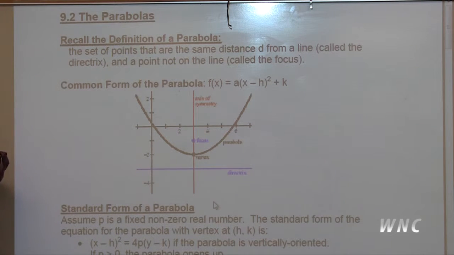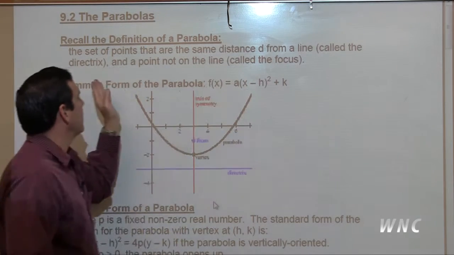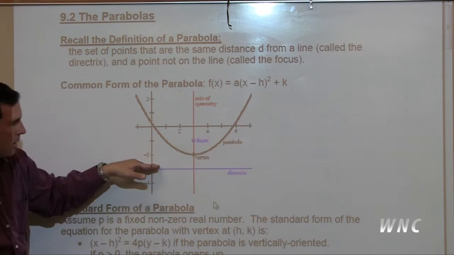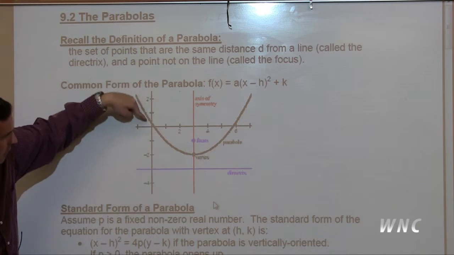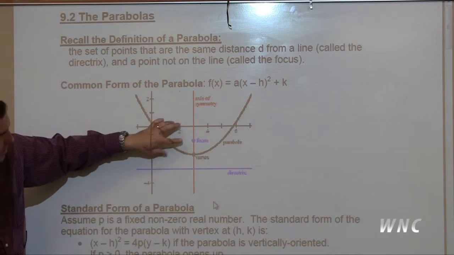The set of points that are the same distance d from a line called the directrix, and a point not on the line called the focus. So here's our line called the directrix. Here's our focus. So every point on this curve will be the same distance.